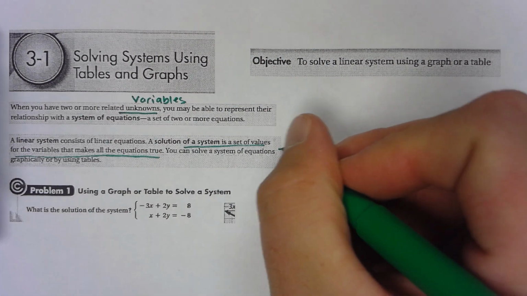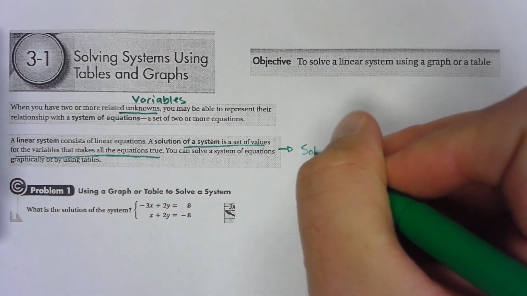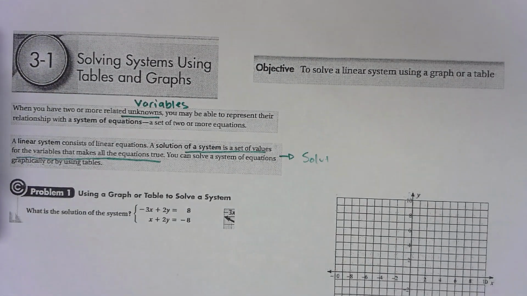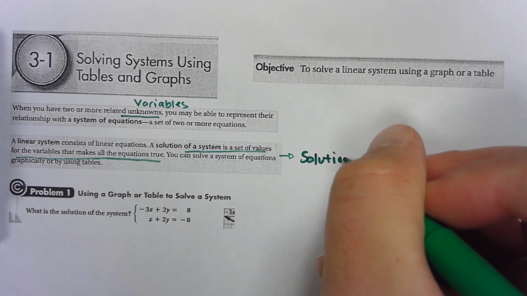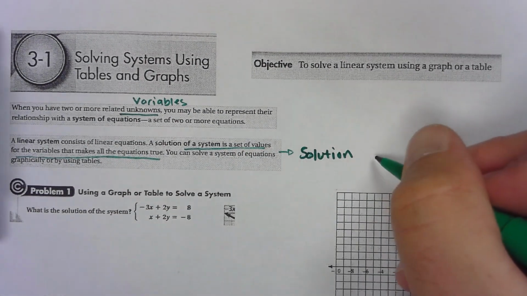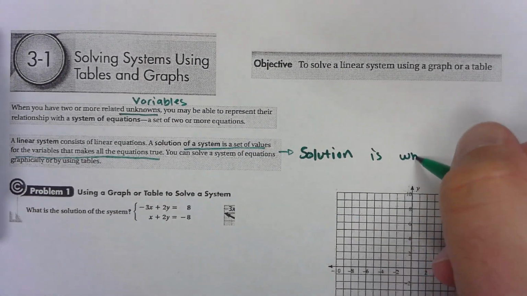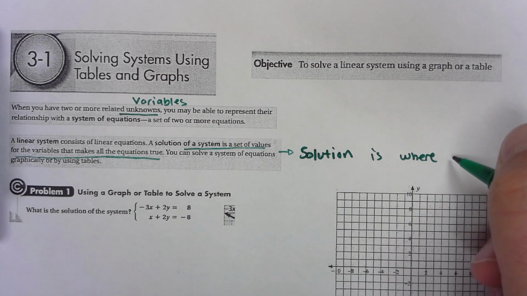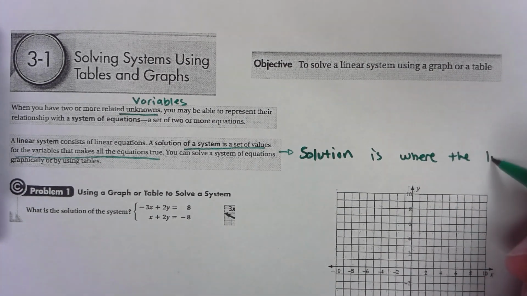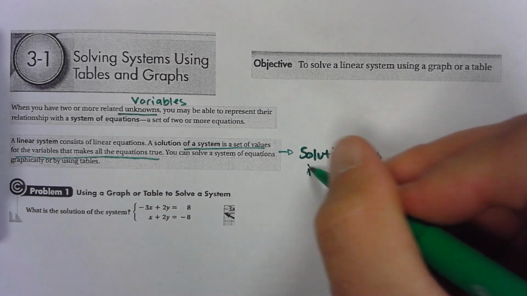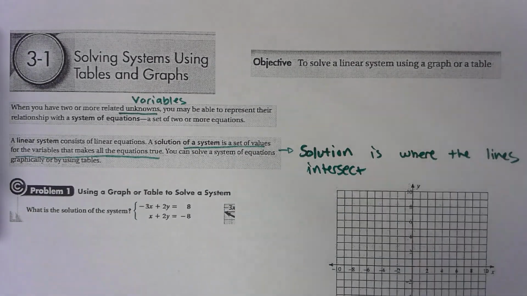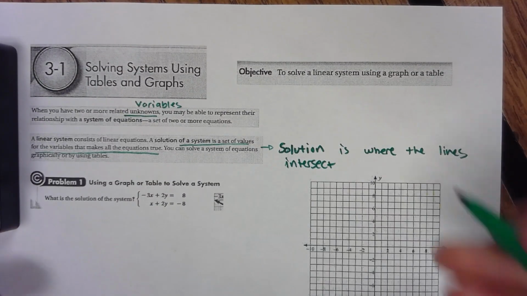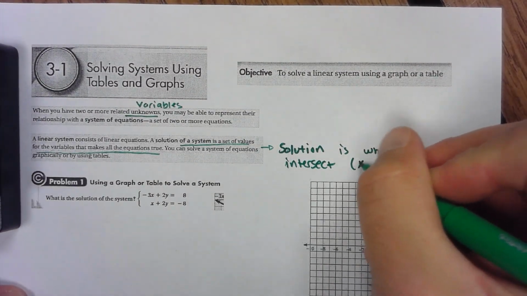So for the most part, our solution to most systems is where the graphs intersect. Or let's say, is where the lines intersect. And because it's going to happen at some point, the solution is going to be written as x comma y.